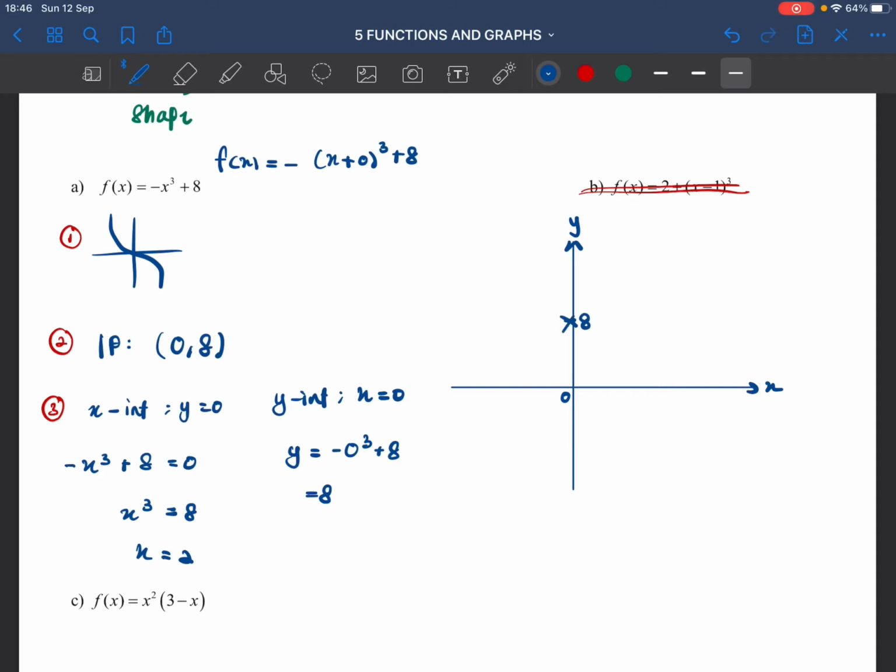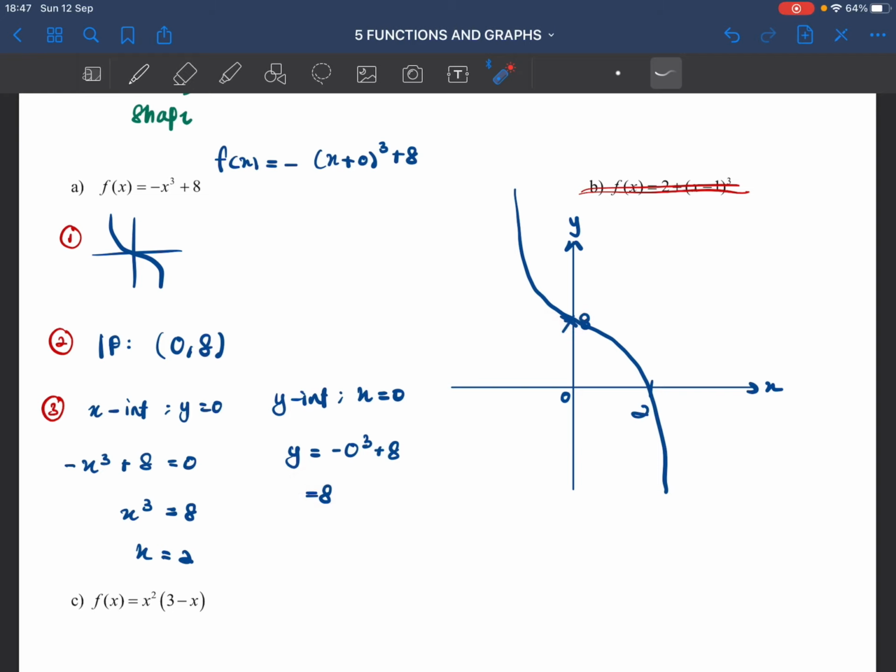Okay, so we know that our graph is from the left to right, so it should look like this. So we just draw it. From the left, going down to the right. Let's check. Our x-intercept is equal to 2, so it fits, here is x equals 2. Our y-intercept is equal to 8, so y equals 8 from here.